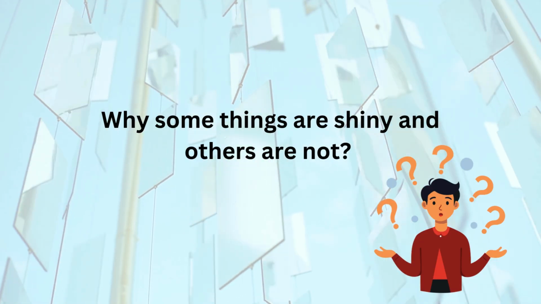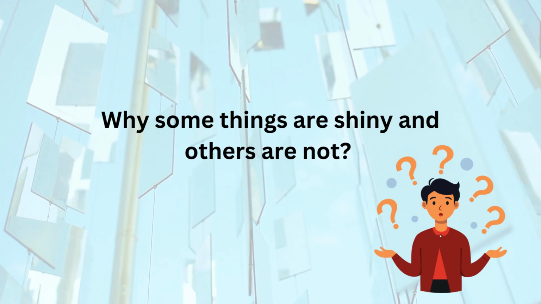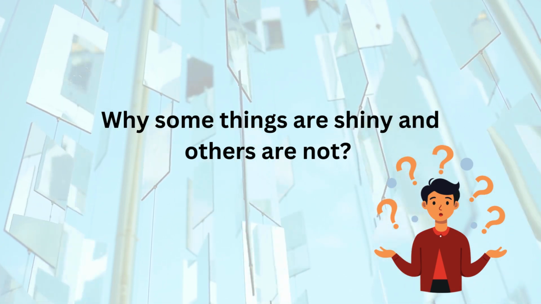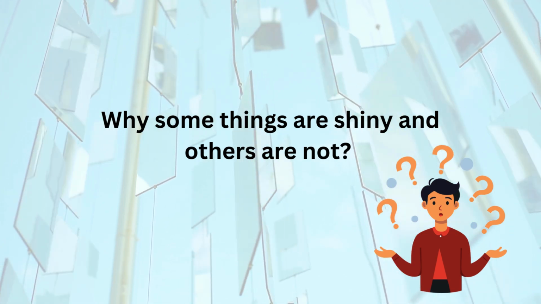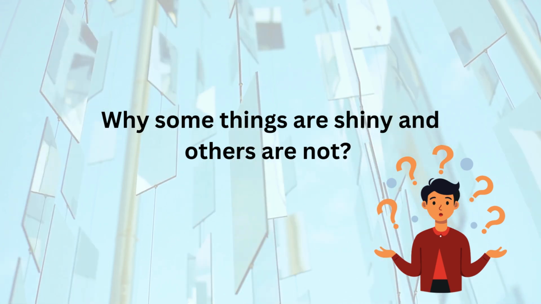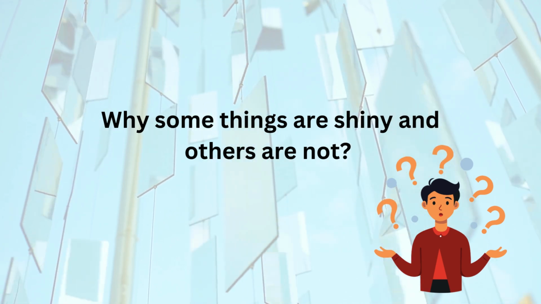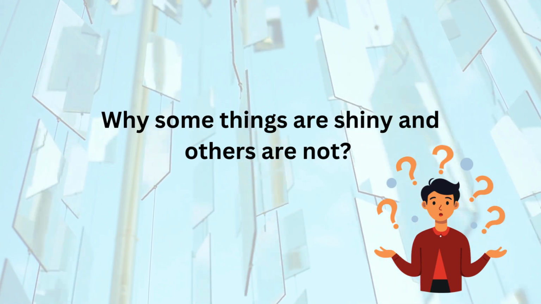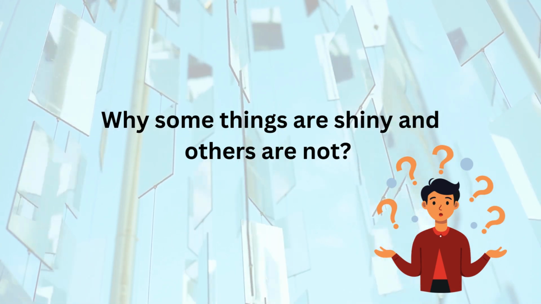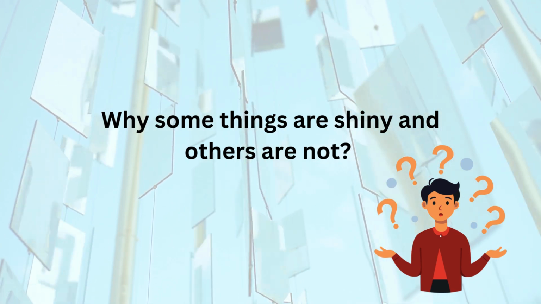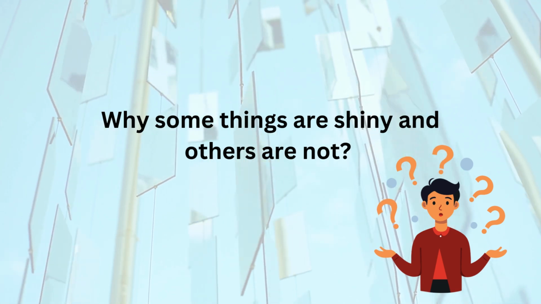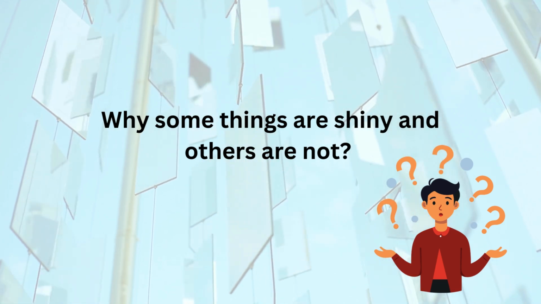Why are some things shiny and others are not? Did you know? Well, it's all about how they reflect light. Some things are shiny because their surfaces are smooth and reflect light well in a very organized way. Other things are not shiny because their surfaces are rough and scatter light in different directions, making them appear dull. So, in this way, some things are shiny and others are not.